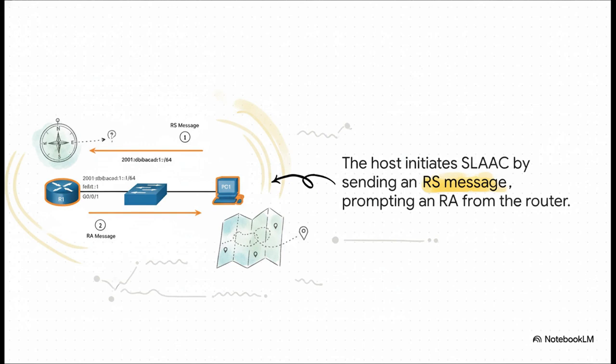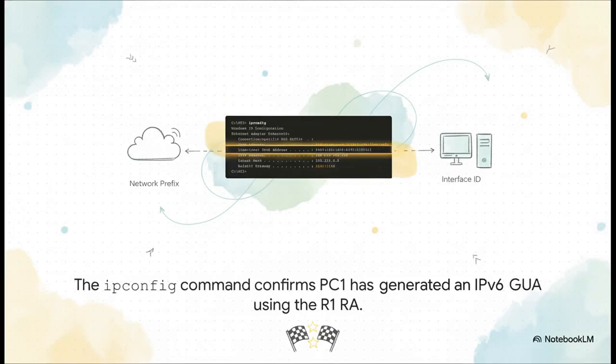And this diagram shows that little chat perfectly. You can see the PC sending out the RS message, that's the asking for directions part. And the router sends back the RA, which is basically the map for the local network. It's just a simple request and response. And here is the end result.